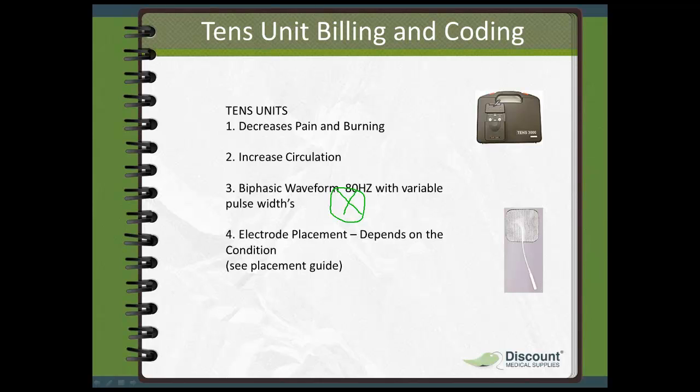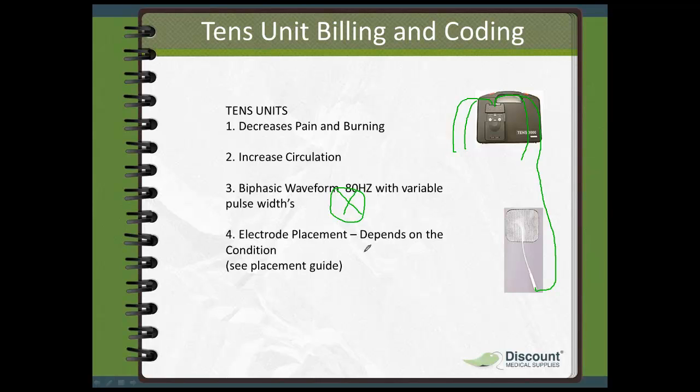Off the TENS unit, there are two lead wires that come off just like that, and then they break into two wires. Typically they come in different colors, so you'll have a red and a black and a red and a black. What you want to do is crisscross the different colored lead wires. And by the way, that lead wire plugs directly into that electrode just like that.